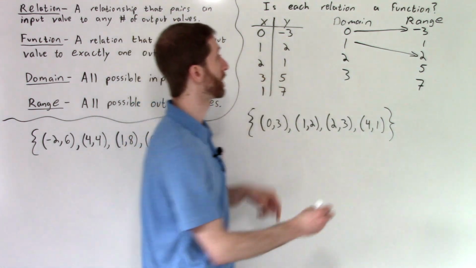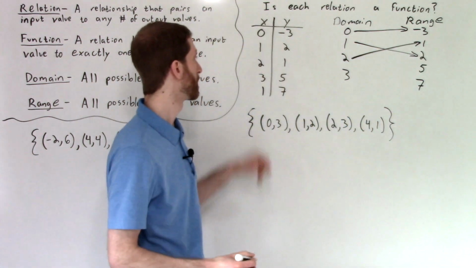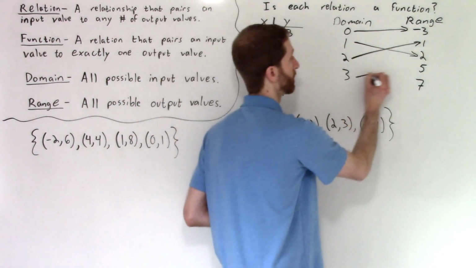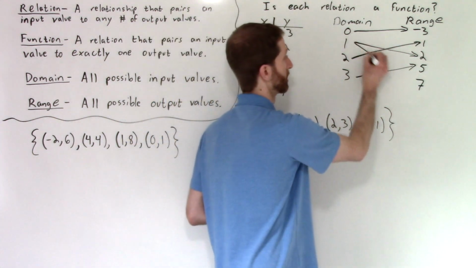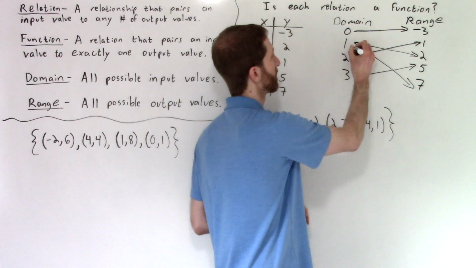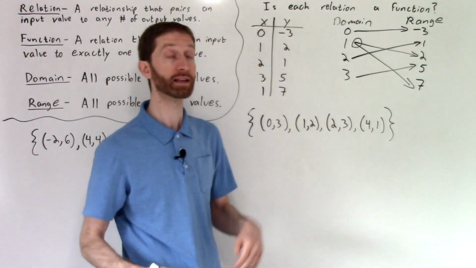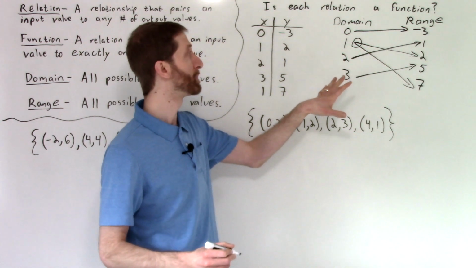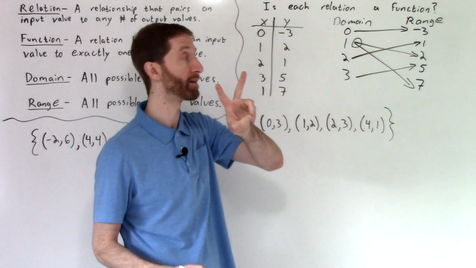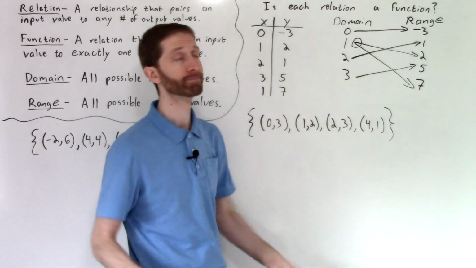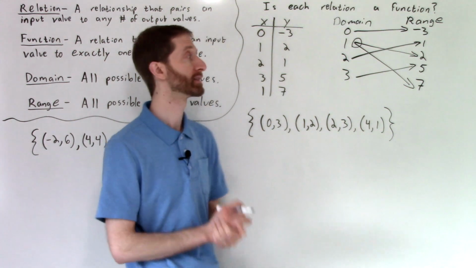2 goes to 1. 2 has only gone to one number, so we're good. 3 goes to 5, still a function. 1 goes to 7, oh. Do you see right here? 1 has now gone to 2 as well as to 7, meaning this is a relation, but because the number 1, the input value, goes to 2 different y values in the range, this is not a function. So it is a relation, but not a function.